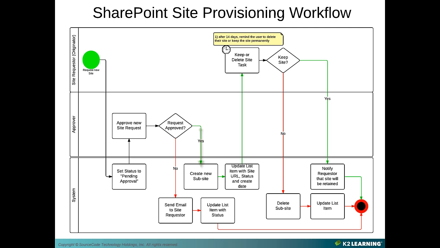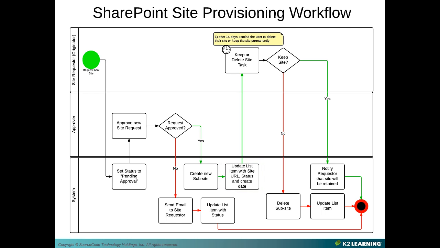If an approval action comes out of the user task, then the system will move on and create the new subsite in the configured site collection location. From there, the request item will be updated with multiple values. The status will be set to site created, a URL column will be set with the URL to the new site, and the site created on date will be marked with the current date and time.